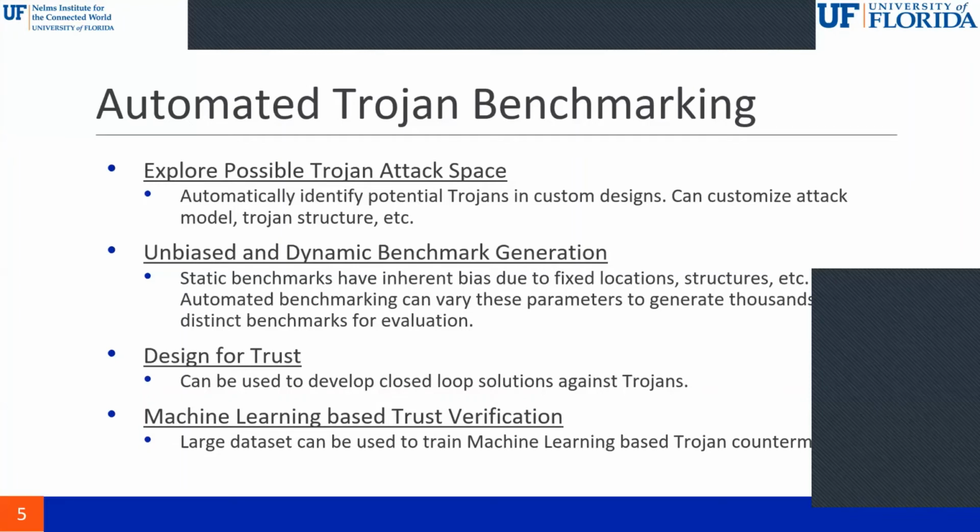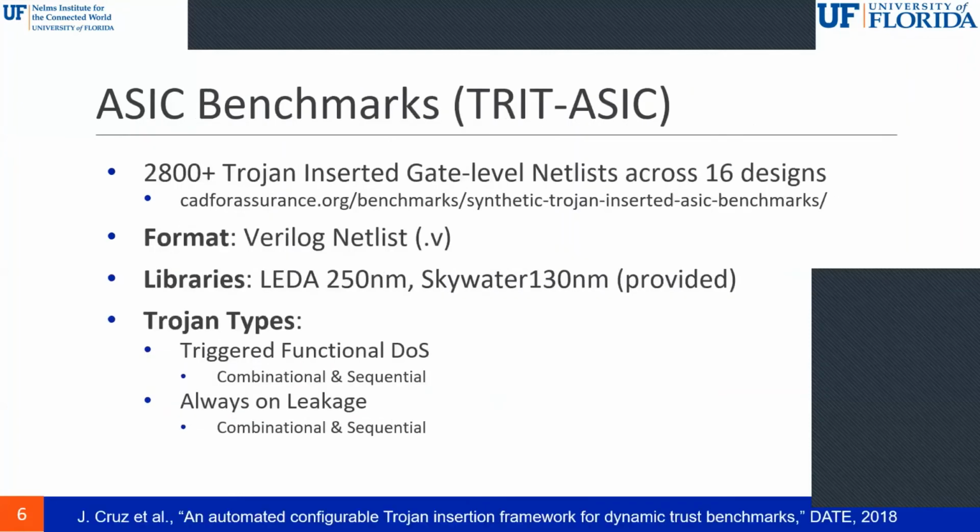So now I'm going to go into the three tools. I'm going to give a brief overview of what's available on the benchmarks, and then we'll get a video demo. The first set is the ASIC benchmarks, which are generated by TRID-ASIC. We currently have over 2,800 Trojans across 16 different designs. They are primarily ISCAS 85 and ISCAS 89 benchmarks. The link is there for you to access them. They're already available, and the format is a Verilog netlist.